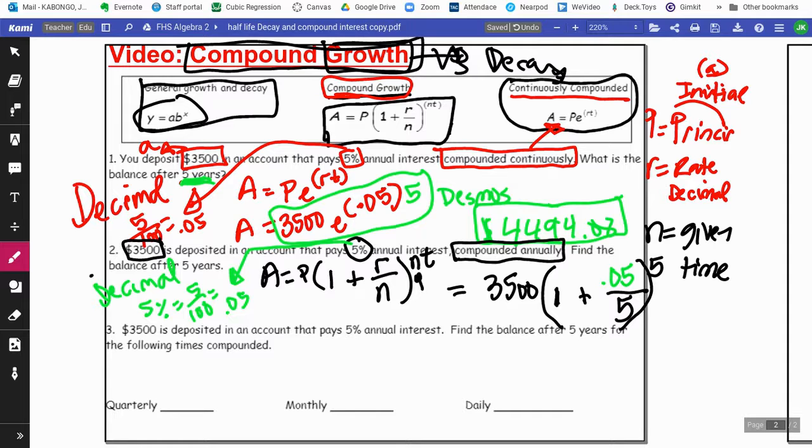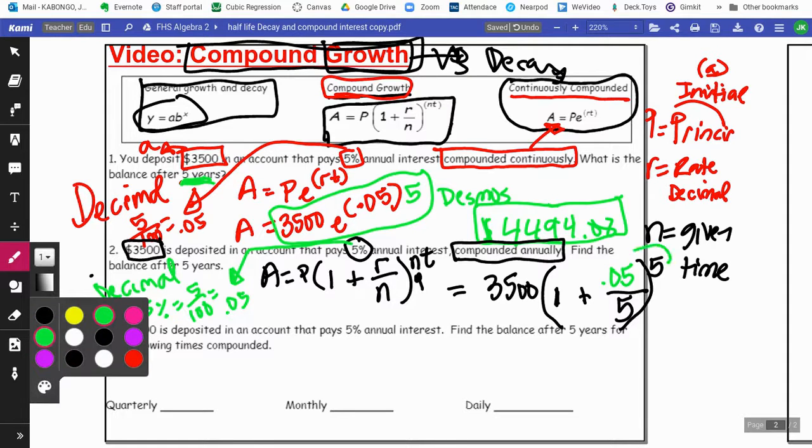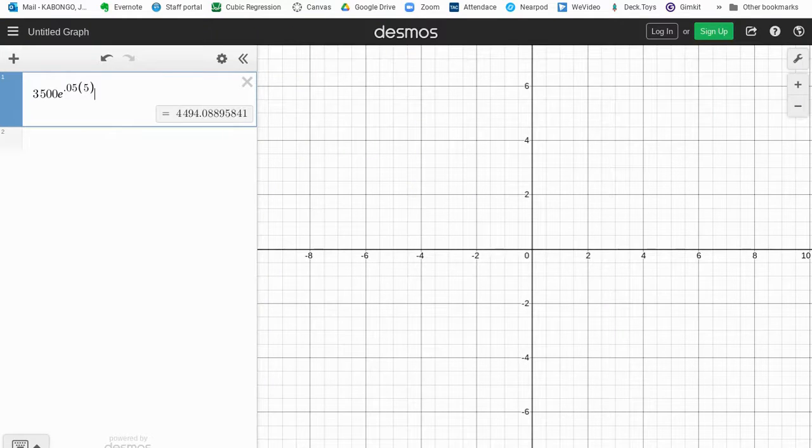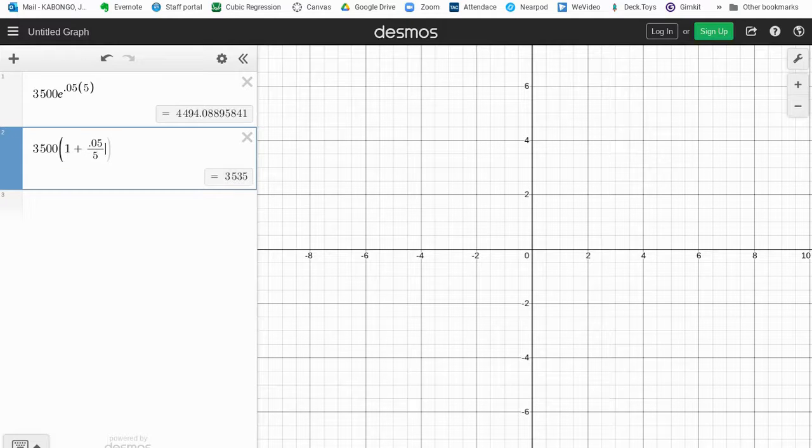All right, let's put this in our decimals calculator to get the final answer. Okay, so here we go. 35, open the parentheses, 1 plus 0.05 divided by 5, close the parentheses, raise it to the power. The answer is 3678.